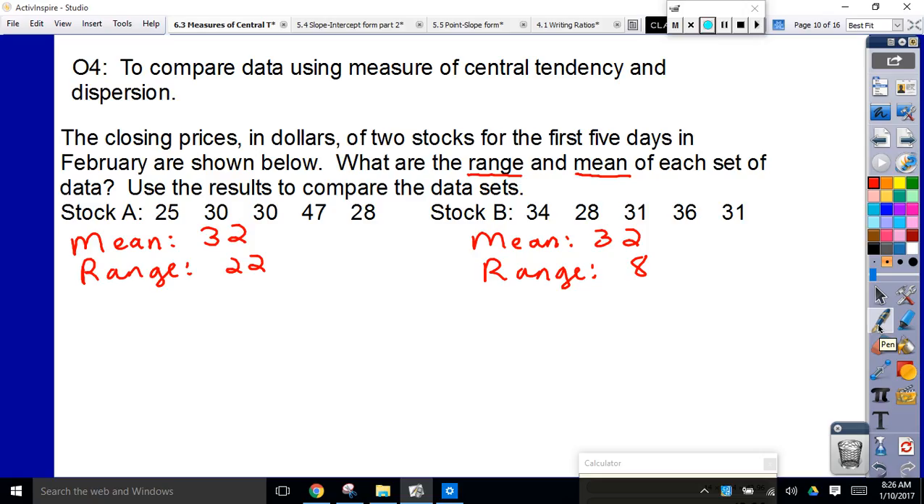Okay, so when you're investing in stocks, you want the average price to be fairly high, right? If you purchased a stock for a low amount and it's grown, then your money has grown, and you want that stock to stay high. You don't want it to fall. So when we're looking at stock A and stock B, they both look like they're equally good to invest in because they both have the same mean. They both have the same average value. However, the range for stock A is 22, while the range for stock B is only 8.